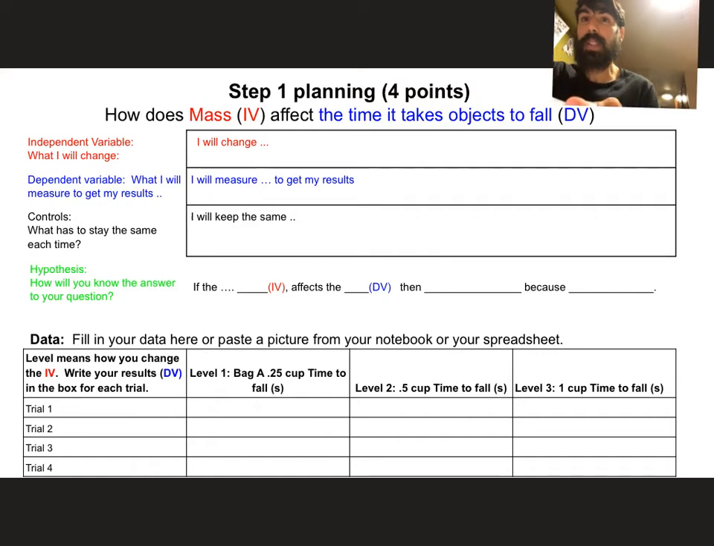Think about what you actually did in your experiment as well. Likewise, your hypothesis. That goes here. You wrote one in your notebook and it goes right here. Next is your data.